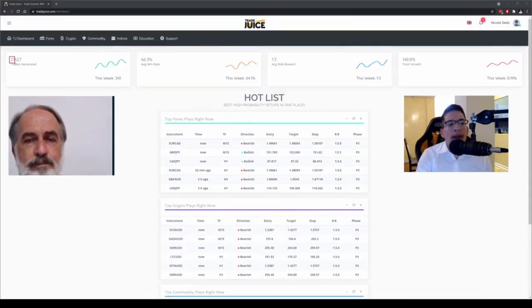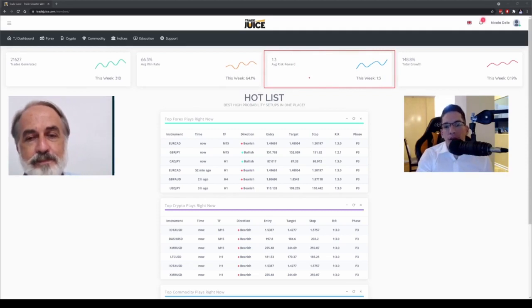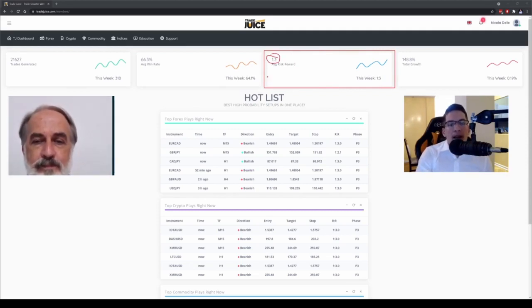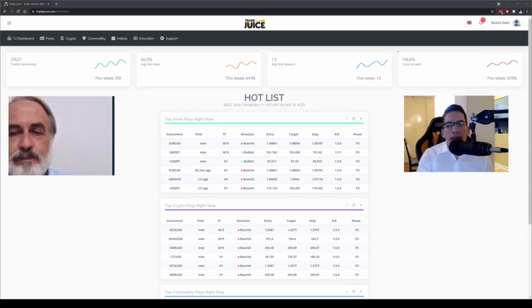We had over 21,000 trades, and that's amazing. This week alone, we had 310 trades just from this platform. Now, after it, we have the statistic of our average risk reward, and it's 1 to 3. We can easily go higher, but we decided that at the end of the day, 1 to 3 is the risk reward that is more than enough, especially with the win rate that we have, to make sure that our clients are in profit.